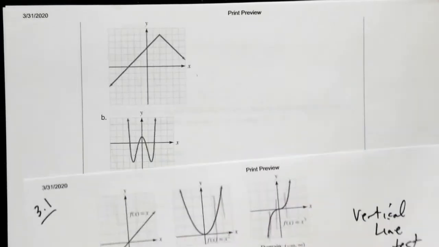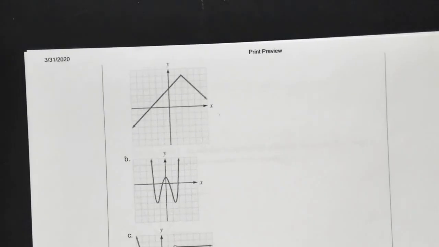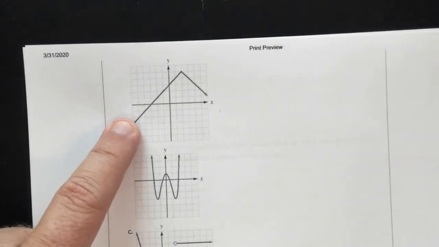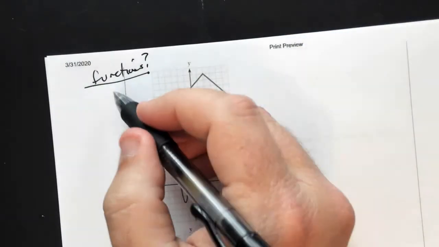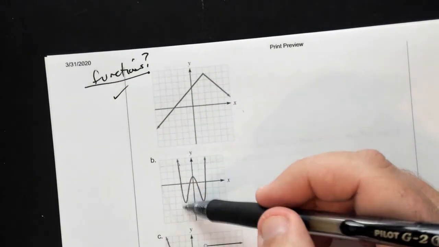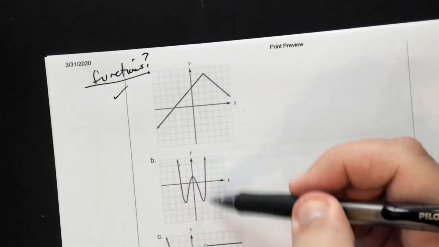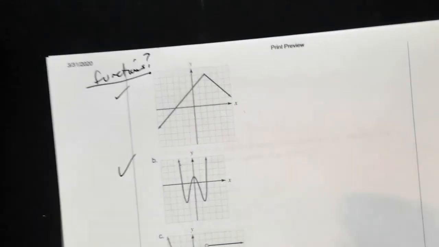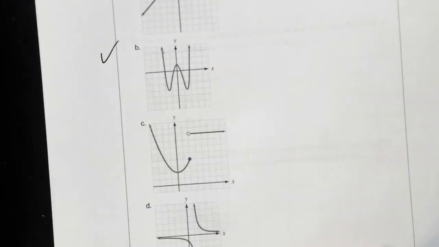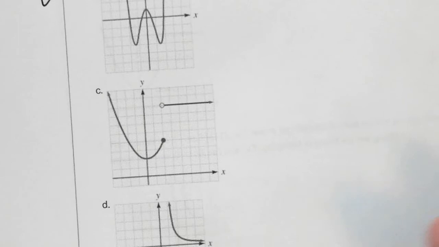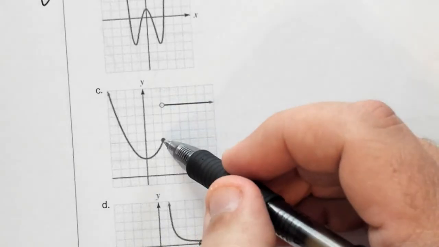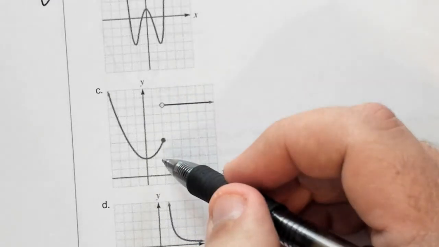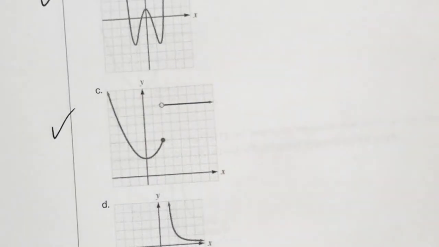So what if I give you something like this? Is this a function? Yes. If I draw vertical lines, notice anywhere I draw one vertical line, I get one touch. Function. Now, we get to pictures like this. Notice this open circle. That means it doesn't count. Closed circle does, correct? We talked about open and closed circles before. So this is still a function.